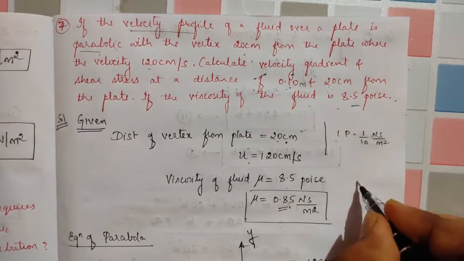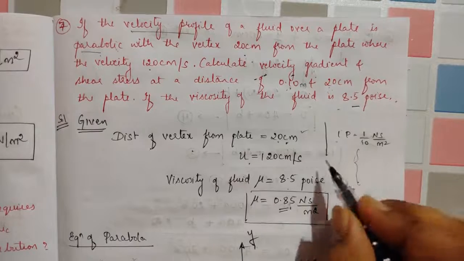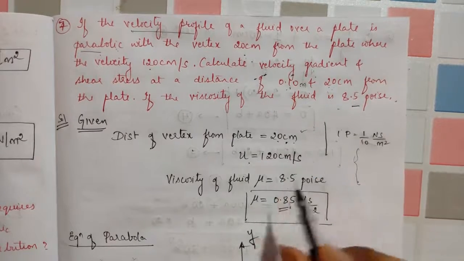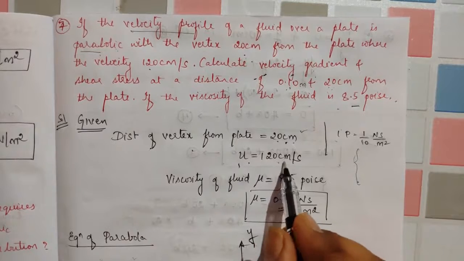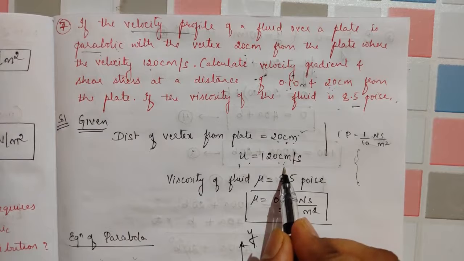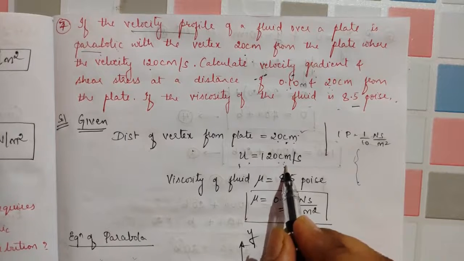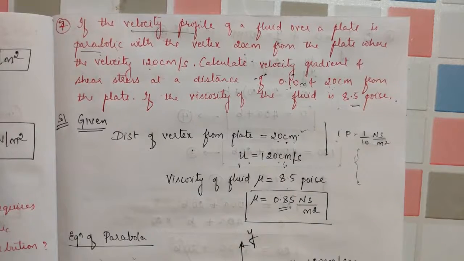So whatever they have given, that is distance of vertex. Distance of vertex means from the initial point, the maximum distance they have given, that is 20 centimeter. U, velocity, is 120 centimeter per second. At a distance of 20 centimeter, the velocity of the plate or velocity of any layer according to the question is 120 centimeter per second. Viscosity of the fluid is given as 8.5 poise.